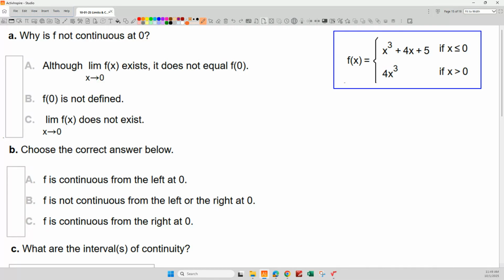Limit from the right is 0, isn't it? Right? Limit from the left is what? You can already tell, as x approaches 0, 5. Yeah, because those terms would just go to 0 and I'd be left with a 5. So there's going to be a break in the function there, right? A gap in the function. So it's a jump discontinuity. A, B, C, or D?